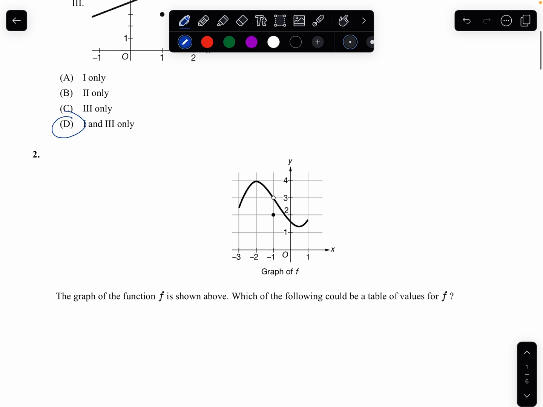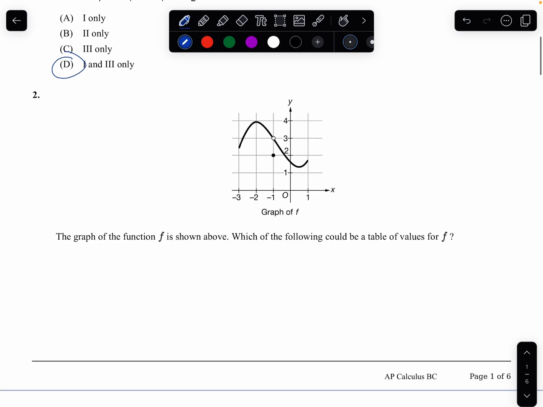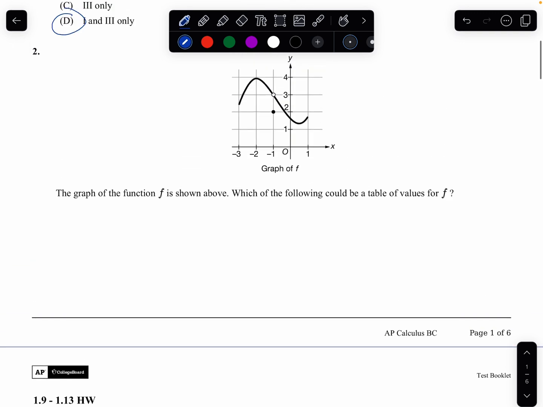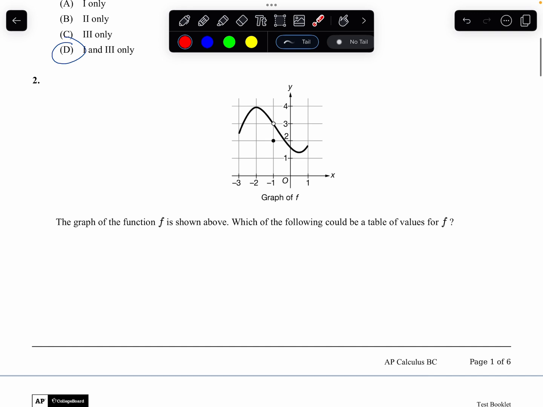Okay. The graph for question 2, the graph of the function f is shown above. Which of the following could be a table of values for f? Okay, so which of these tables could be for this one right here? I'm going to note one thing before I go down to the next page: the limit as x approaches negative 1 of f of x appears to be equal to 3, and then f of negative 1 is equal to 2.